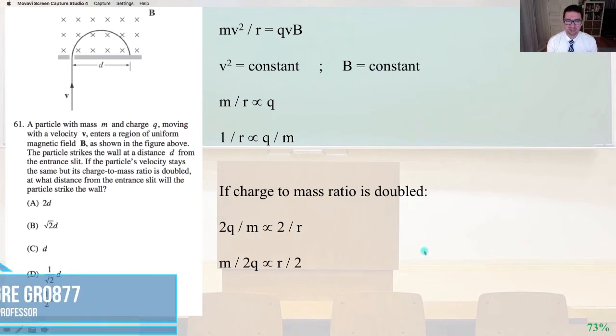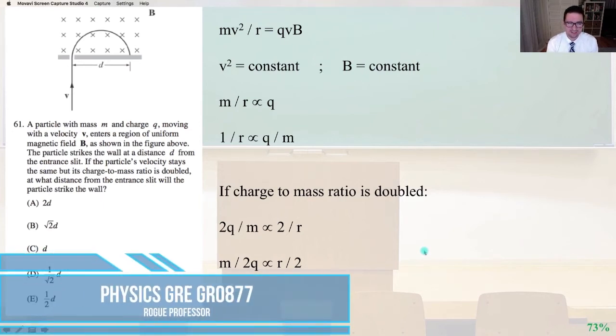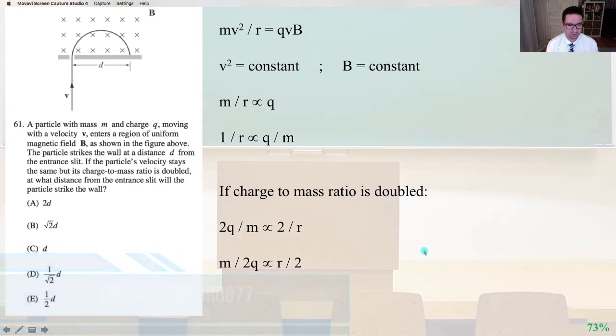We're starting to see the finish line of Physics GRE GR0877. We're on problem number 61. A particle of mass m and charge q moving with a velocity v enters a region of uniform magnetic field B as shown in the figure above. The particle strikes the wall at a distance d from the entrance slit.